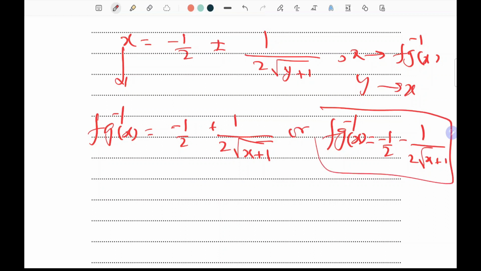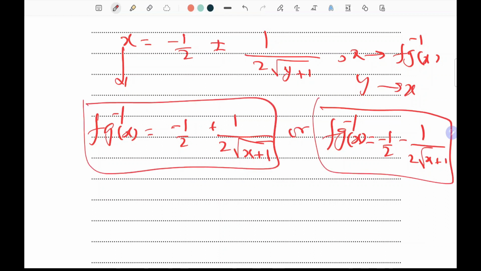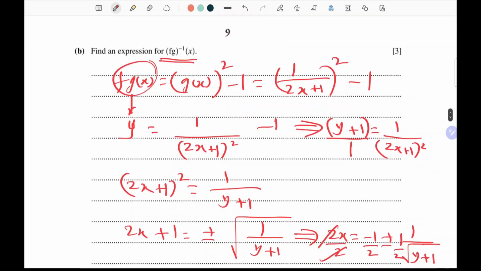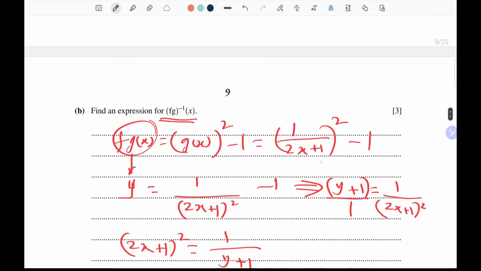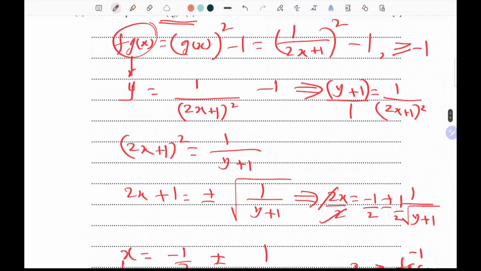But you know that one of them we have to select, either this or this. So we have to check first fg of x. So this is my fg, this one, right? It must be greater than or equal to minus 1, guys. Yes or no? Because this is something whole squared, and a whole square is always positive. So obviously we are adding something to minus 1, so it will be greater than or equal to minus 1.